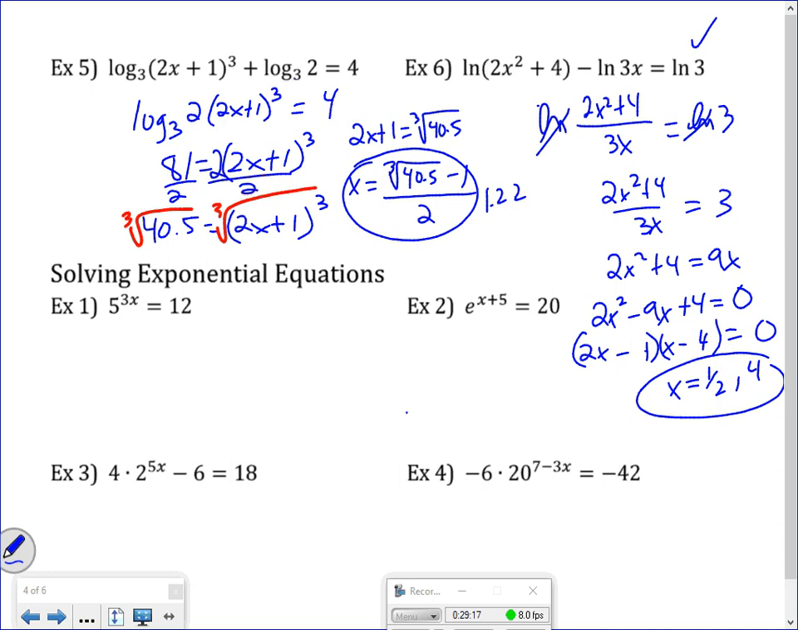This was a log problem, so you go back and mentally check it. If you put a 1/2 or a 4 there, is it going to be a problem? No, it's positive, it's fine. If you put a 1/2 or a 4 there, any problems? No. So you're good. All right, take a break for a couple minutes.